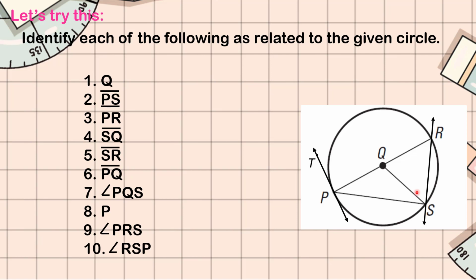Okay. Let's go now to the final activity for today. Identify each of the following as related to the given circle. We have here this figure. This is circle Q because the center is point Q.